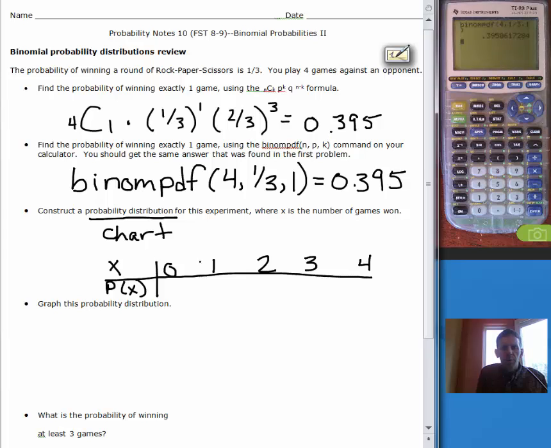Now we've already calculated the probability of winning exactly one game. That's about 39.5%. To find the probability of these other events, you can either use the formula that we talked about last time, or you can use the calculator shortcut.